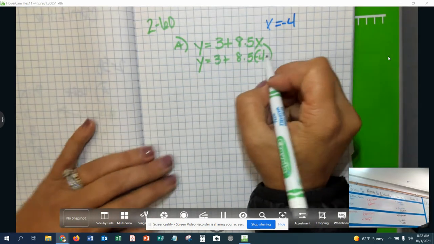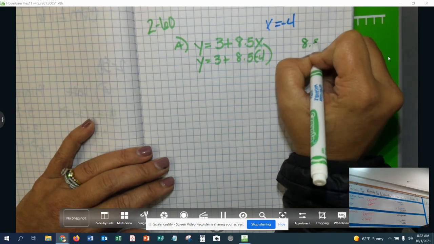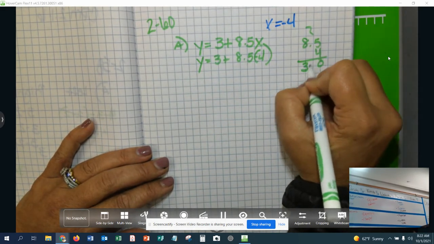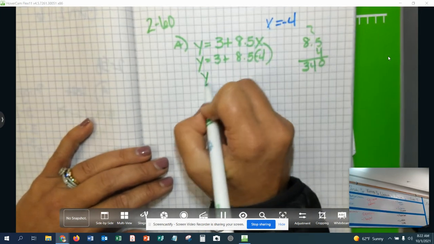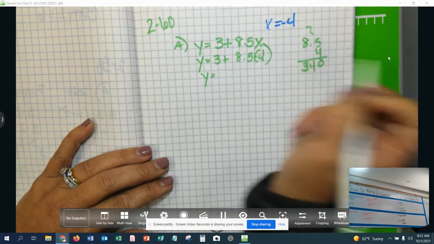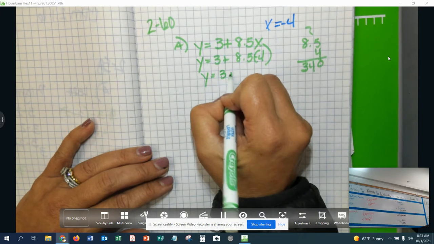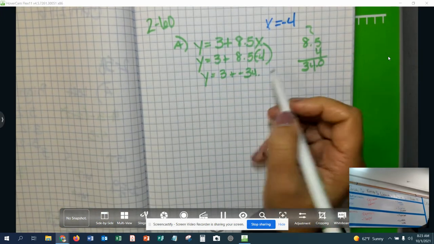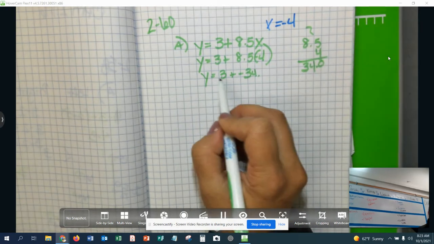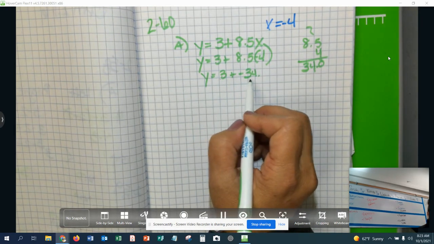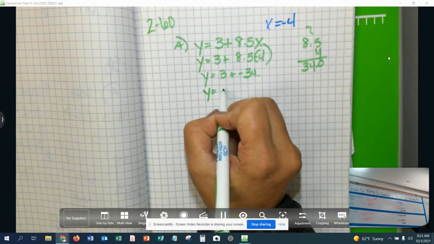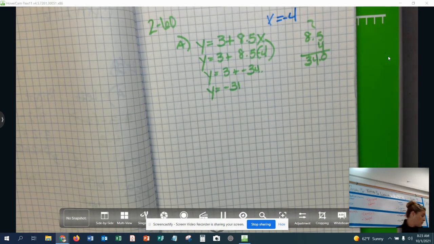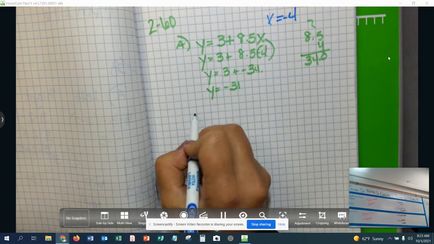All right, so we need to multiply. I'm just going to work this on the side for myself. 32, 34. Okay, cool. So y equals, we distribute this 8.5 to the -4, and we have 3 plus -34. Okay, great. So then y plus a -34, y is going to equal a -31. So that's our answer. Let's go to B.